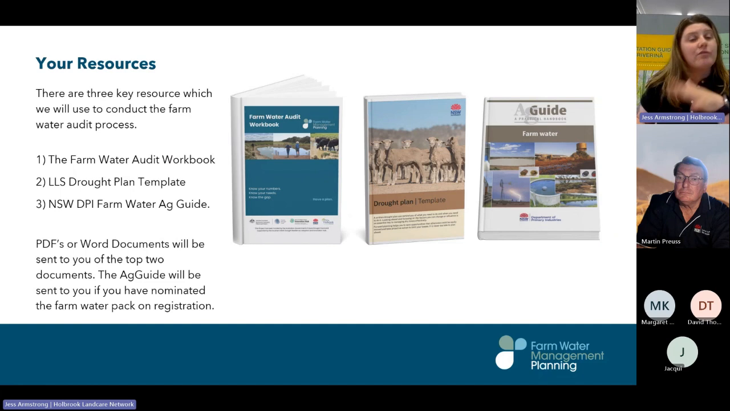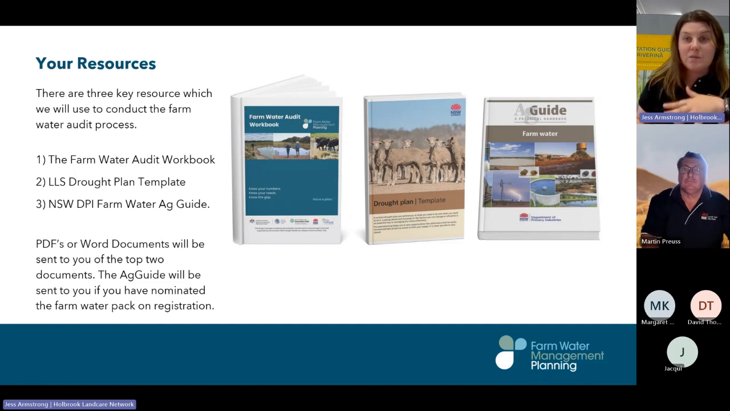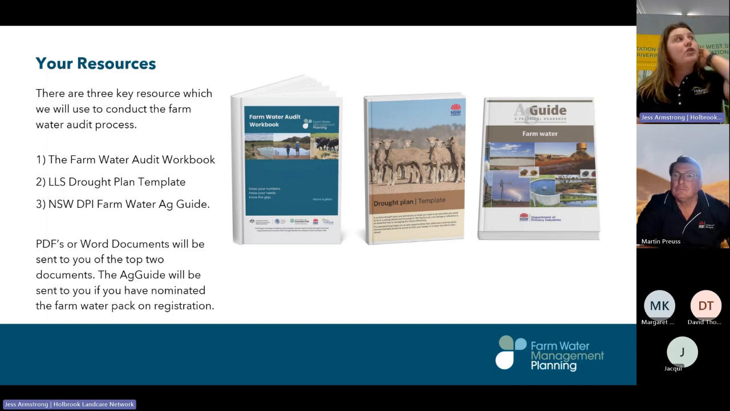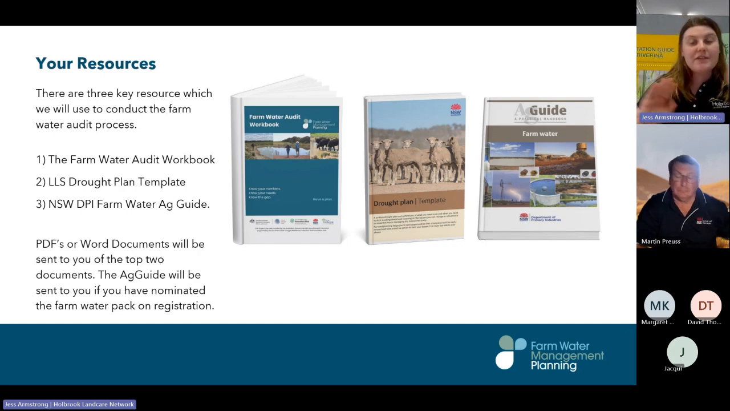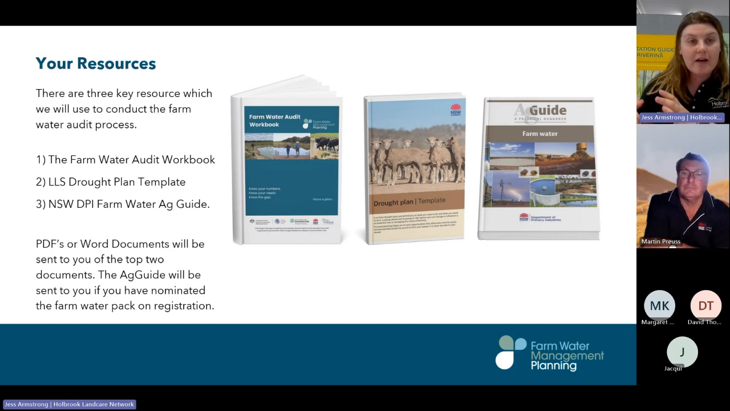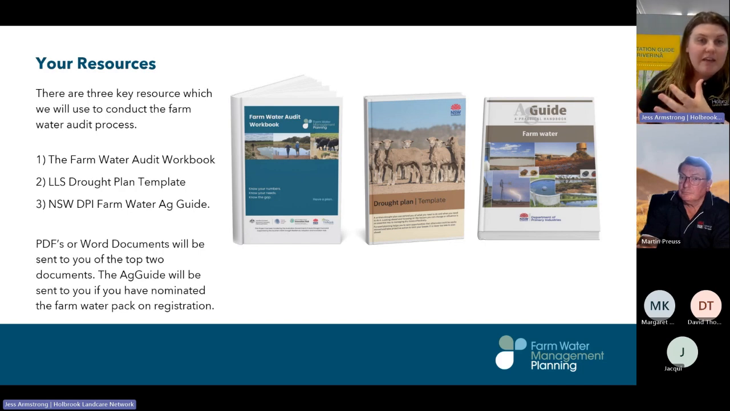A quick recap of the resources that we've got alongside this webinar series. If you also attend one of our face-to-face workshops, you will have the Farm Water Audit Workbook, which is obviously the book that contains two sections, a worked example and a space for you to have a go at conducting your own farm water audit as well. You would have also received a copy of the Local Land Services Drought Plan template, which is a really important resource for you having a bit of a reflection of what your dry time or drought strategy might potentially be. It's a really useful document, which is designed to be a simple back of the envelope.